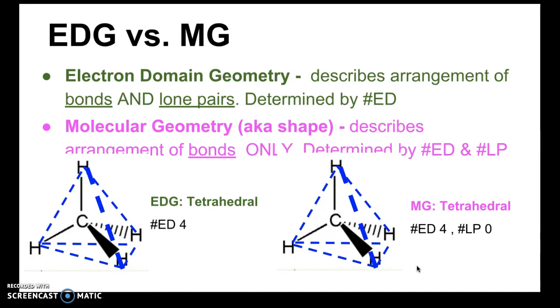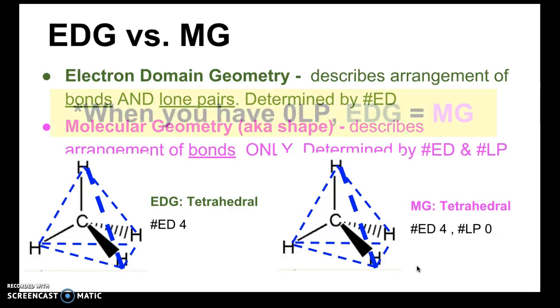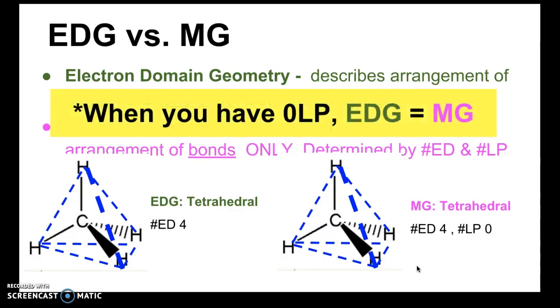Okay, so what you may notice here at this point is that the EDG and MG are the same. And that's because whenever you have 0 lone pairs, the electron domain geometry and molecular geometry will be the same because you have no lone pairs to ignore. Remember, in the MG or molecular geometry, you're ignoring the lone pairs. But if you have no lone pairs to ignore, both EDG and MG are the same.